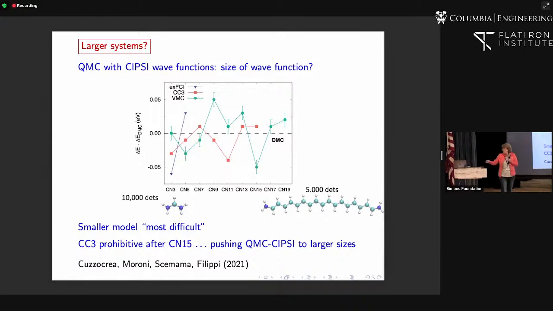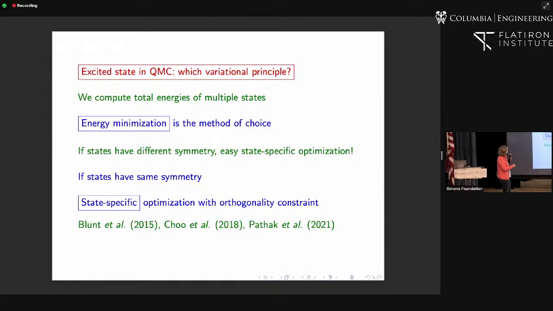So what we have shown so far is that we can generate our wave function, we have a robust protocol, and we can compute excitation energy and relax. But I actually haven't told you how we optimize the wave function. So you must choose a variational principle. Of course, we are computing total energies, and for us energy minimization is usually the method of choice. If the states have different symmetry, that's easy. You're just handling the ground state essentially in their own symmetry.